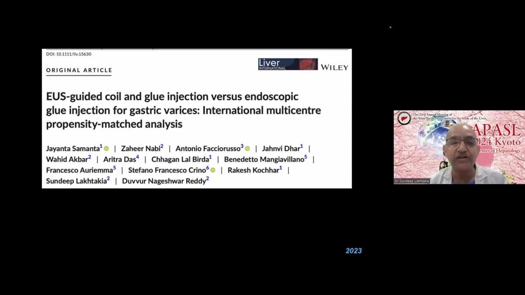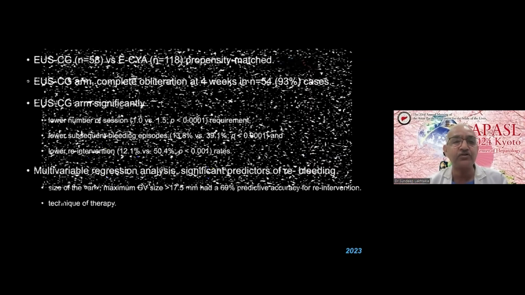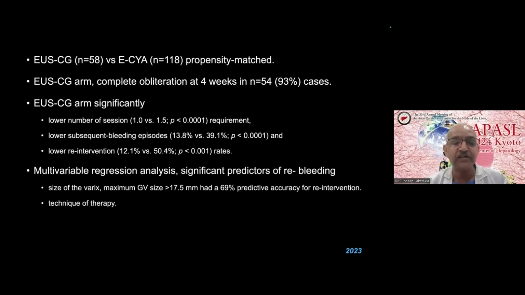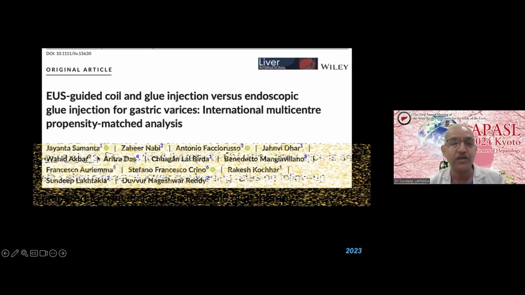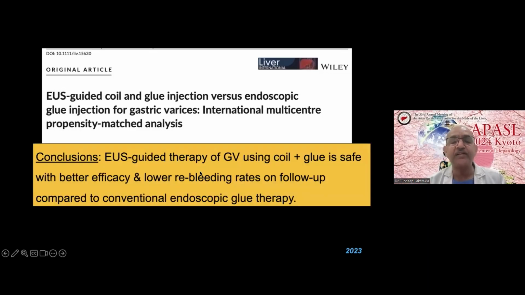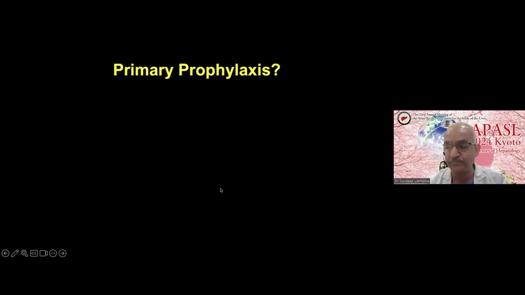These were other collaborative publications from the international group, and this showed comparing glue with endoscopy versus EUS-guided intervention. There were a lower number of sessions with EUS-guided intervention, fewer rebleeding episodes and fewer reinterventions. So, net, EUS-guided therapy for gastric varices using coil and glue is safe with better efficacy and low bleeding rates on follow-up compared to the conventional endoscopy group.